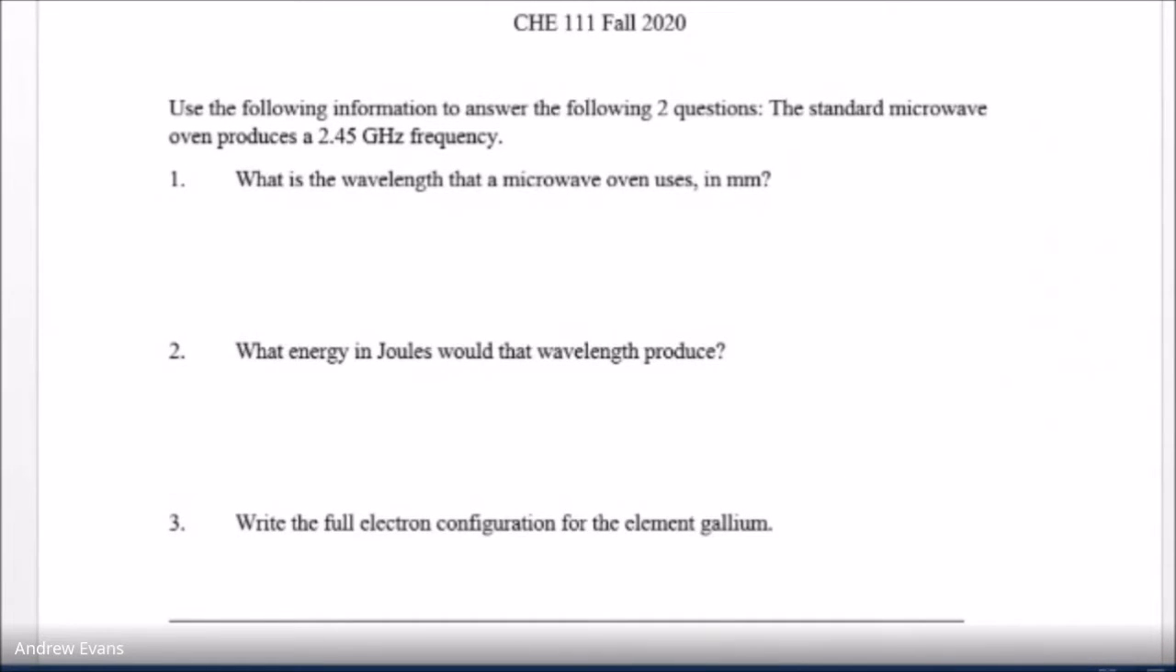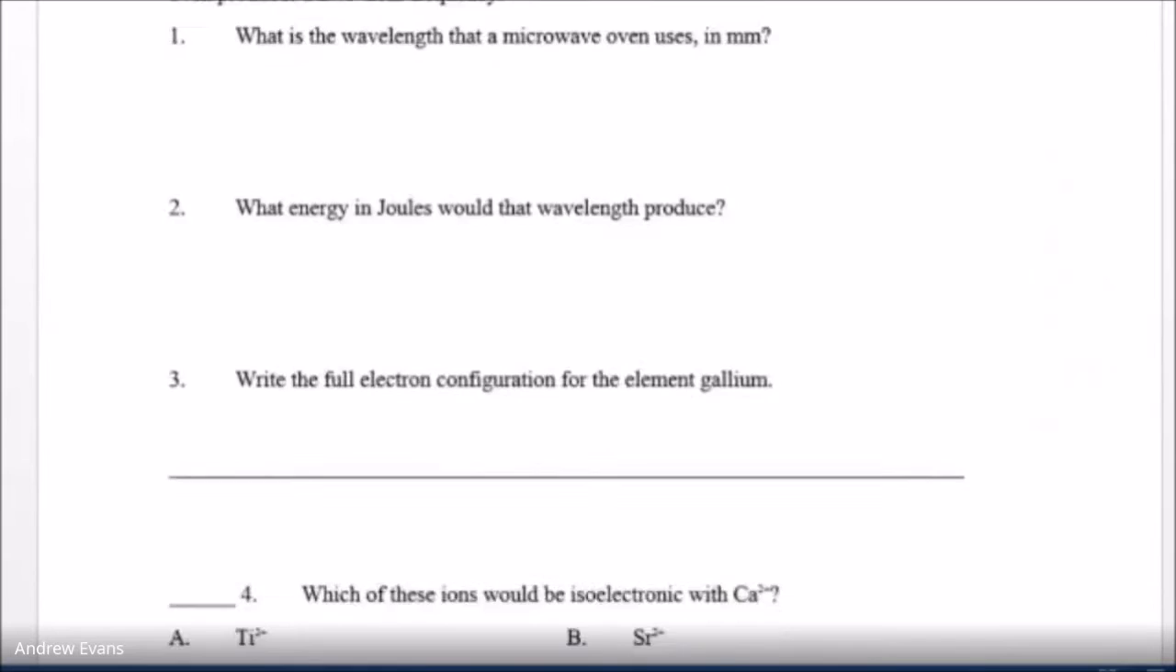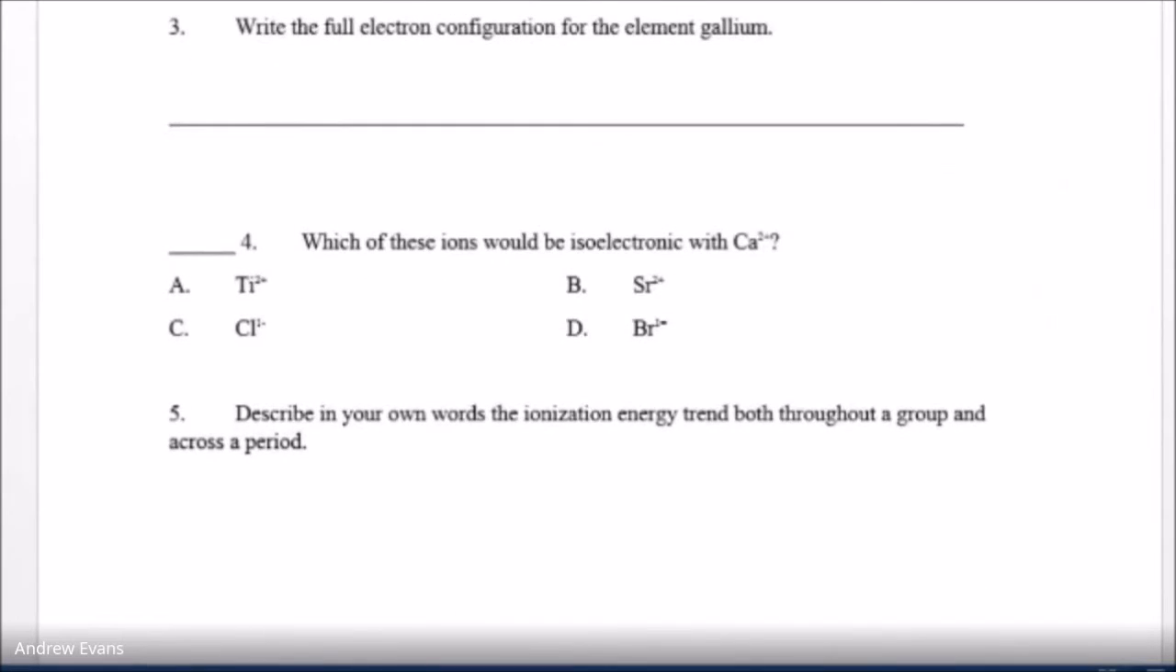Okay, the next one. What is the full electron configuration of gallium? So we need gallium. Here's where we need to pull up a periodic table. Now, I may not have a periodic table on the test, but do know you have the internet. There's no good excuse for why you shouldn't be able to look this up. So gallium for me is right there.